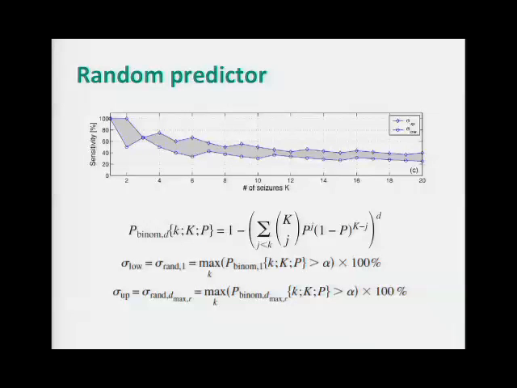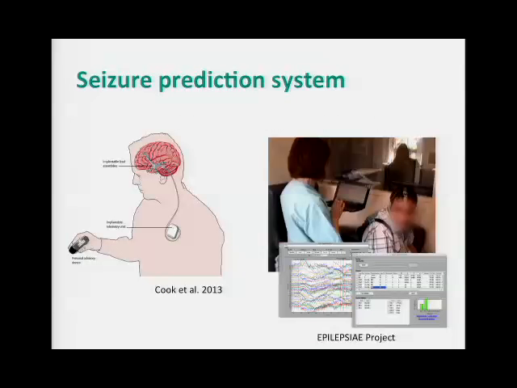And once we have validated our method, what we can think about is a seizure prediction system. So something that will be implanted, or will be portable, ambulatory for the patient, and that will warn that a seizure is coming. So there is also some work on that.